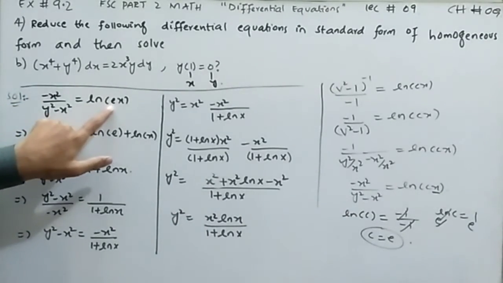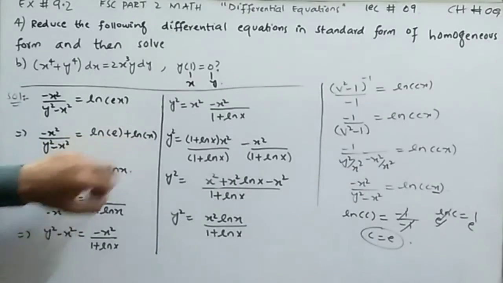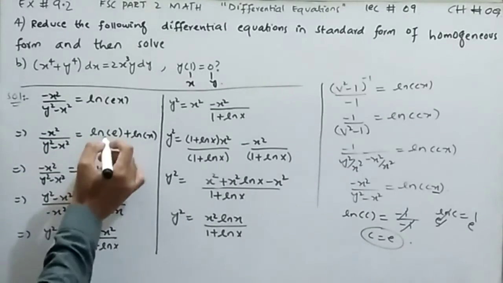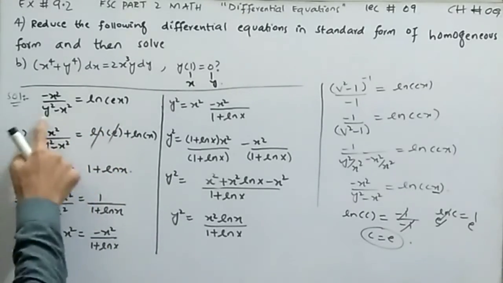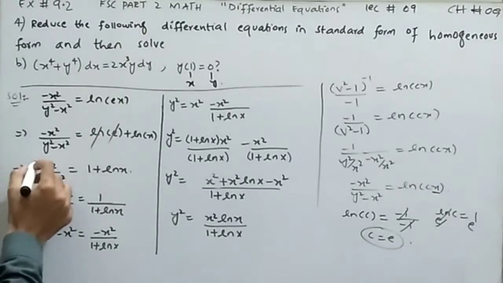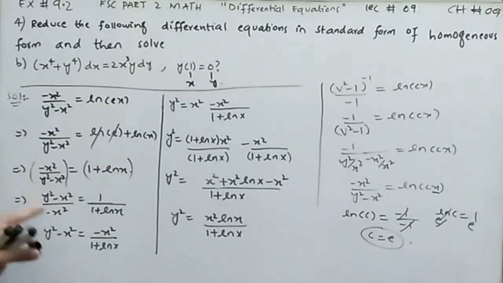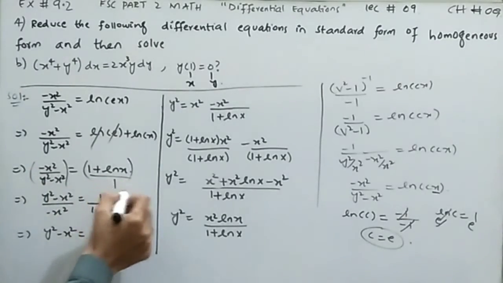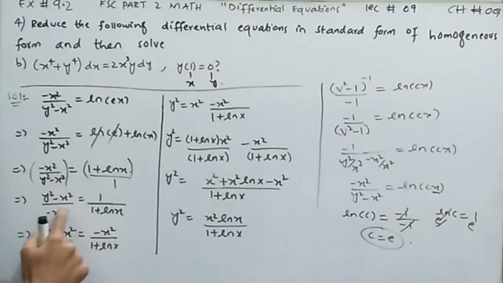Over here we will use the product rule of the natural logarithm, so it becomes ln of e plus ln of x. Now ln and e are the reciprocal of each other, they will cancel with each other. We get 1 plus ln x, and on this side it will come down as it is. Now reciprocating both sides, y square minus x square moves to the numerator and minus x square comes to the denominator. Over here 1 will move to the numerator and 1 plus ln x will move to the denominator. Shift minus x square to the right hand side, so y square minus x square comes down as it is, and minus x square over 1 plus ln x.